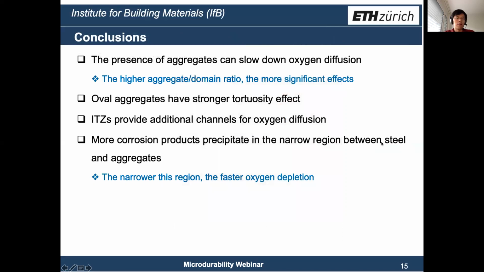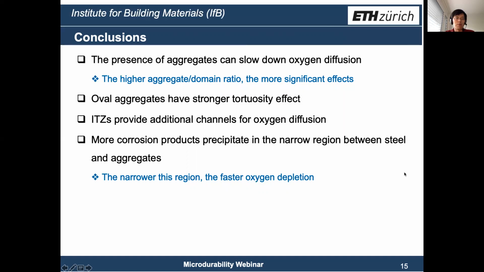Conclusion, in this study, we demonstrate that the presence of aggregate can slow down oxygen diffusion. The higher aggregate domain shows the more significant effect. We also see oval aggregate has a stronger tortuosity effect than the circle aggregate. The presence of RTZ provides an additional channel for oxygen diffusion. So it's quite clearly shown in this study.